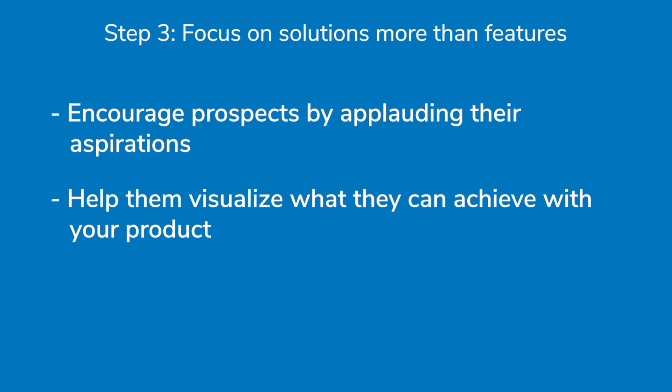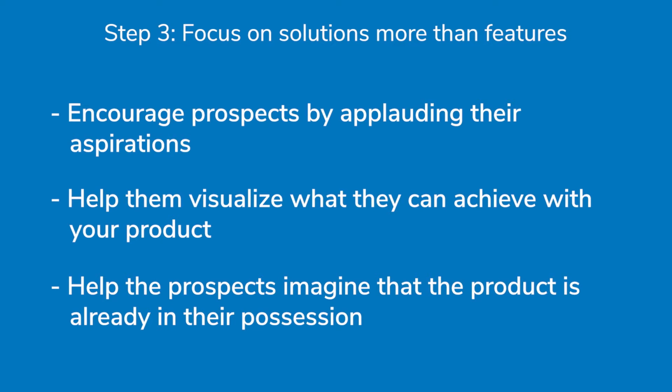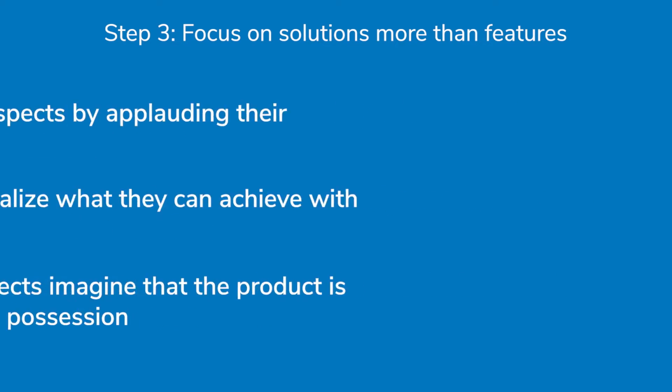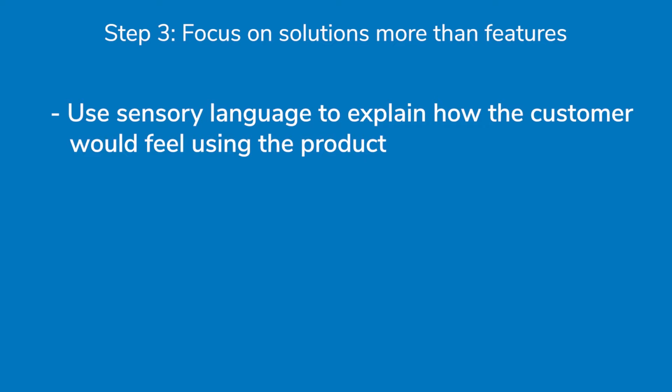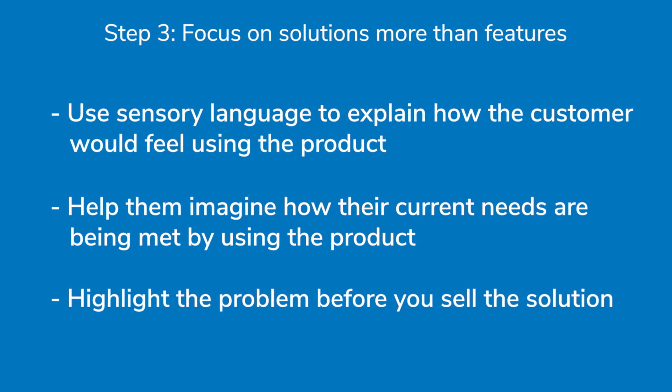Help them visualize what they can achieve with your product. Help the prospects imagine that their product is already in their possession. And use sensory language to explain how the customer will feel using the product by tapping into the 5 senses, such as sight, sound, taste, touch, and smell. Help them imagine how their current needs are being met by using the product. And then highlight the problem before you sell the solution.